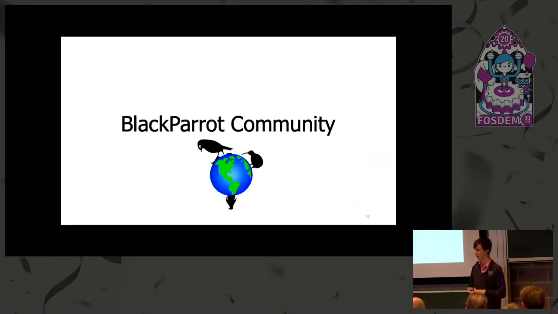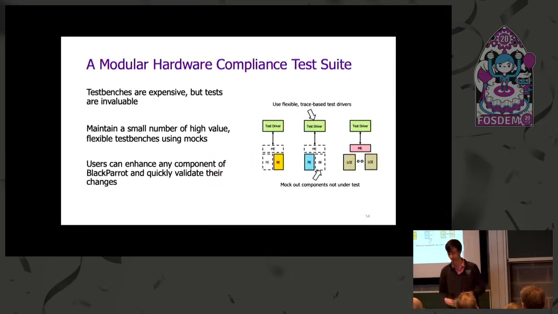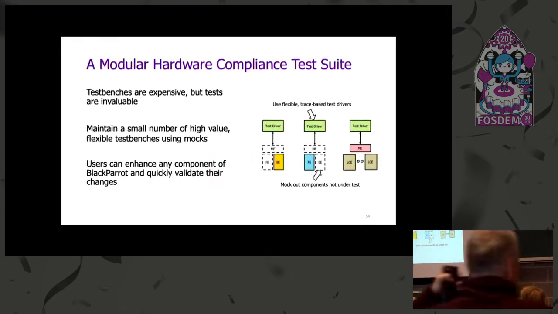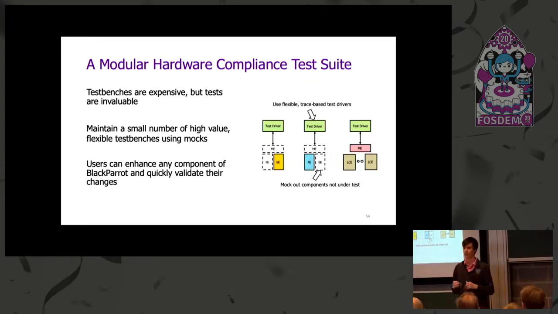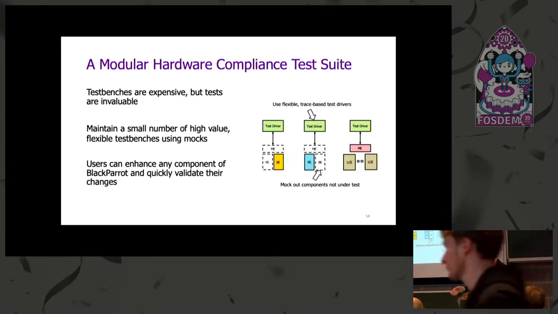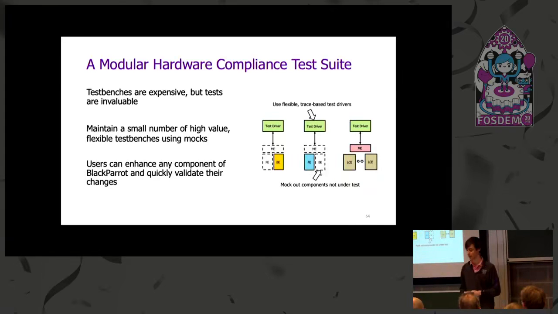So now we've talked about BlackParrot's design philosophy and system architecture. So we'll talk about how we're building a flock of users and developers around the project. First, we have our modular hardware compliance test suite. And this is driven by the insight that test benches are expensive, but tests are very invaluable. Developers are able to modify small components of the system and use these standard hardware interface compliance tests to make sure that their implementation is compliant with the standard interfaces. This testing structure allows BlackParrot to be confidently extensible with robust verification.